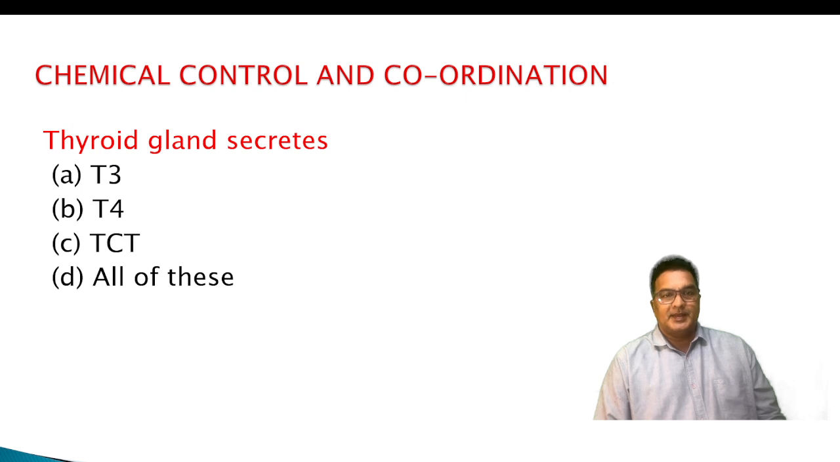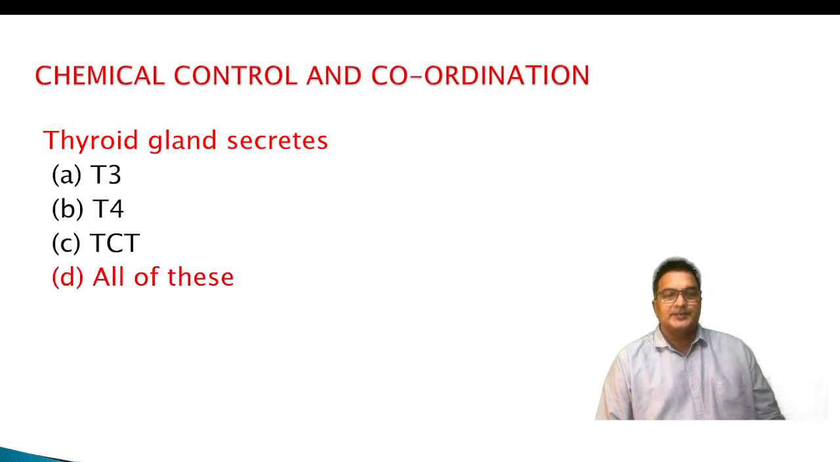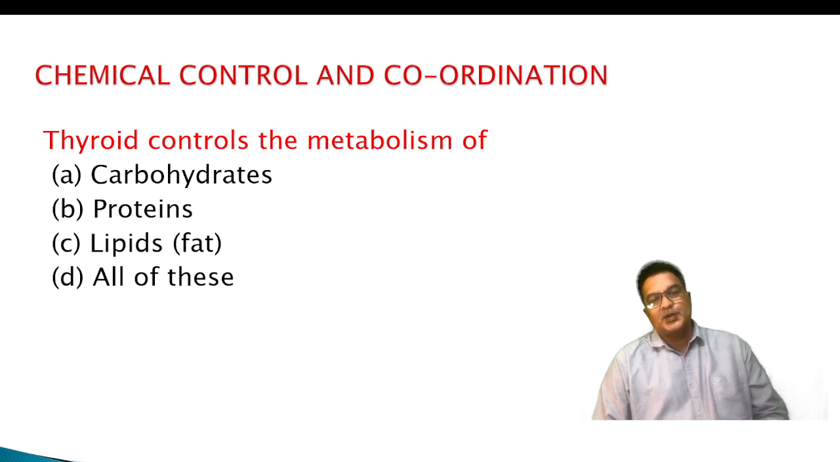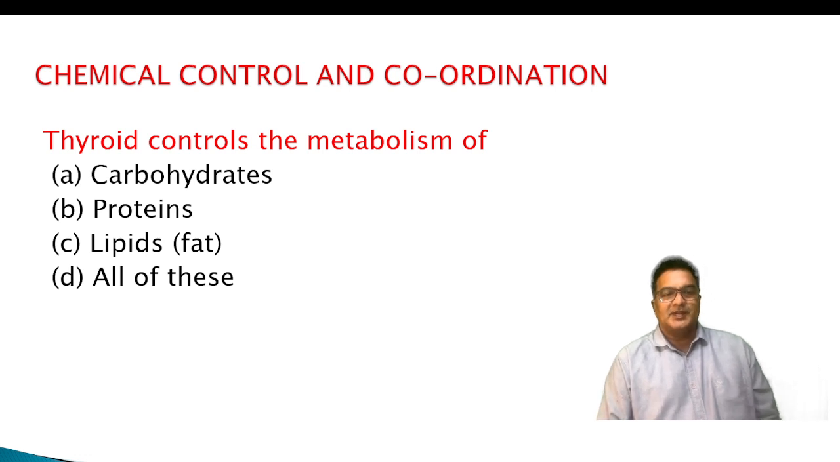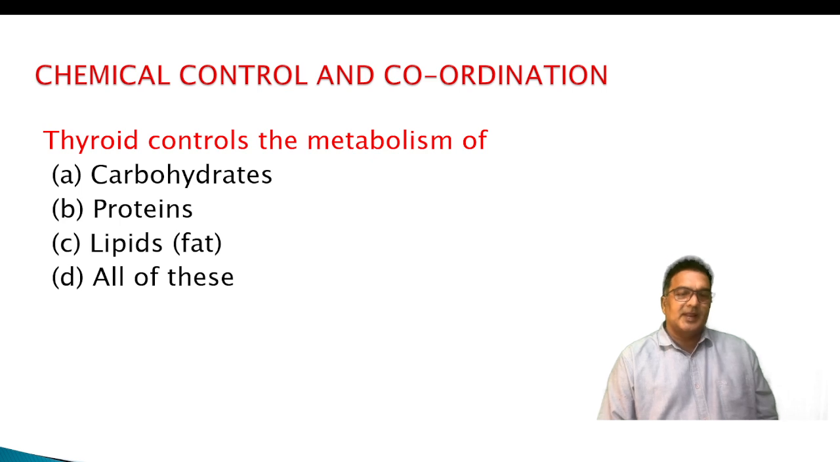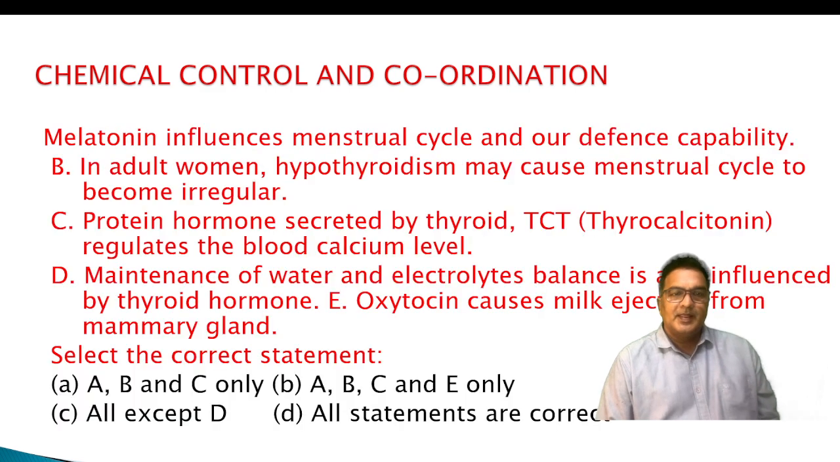Thyroid gland secretes T3 triiodothyronine, T4 tetraiodothyronine, TCT thyrocalcitonin, all of these. Thyroid controls the metabolism of carbohydrates, proteins and fat, all of these. Thyroid controls the basic metabolic rate, which regulates all carbohydrate, protein and fats.